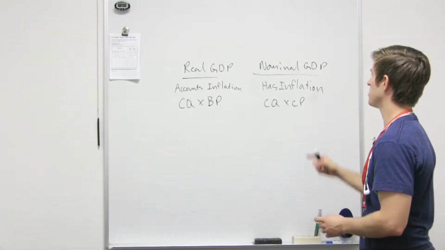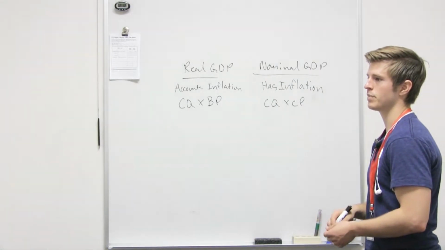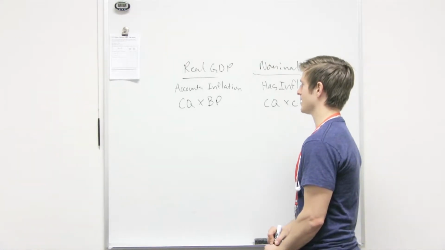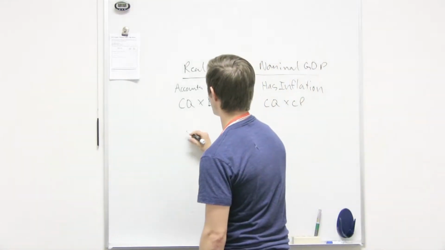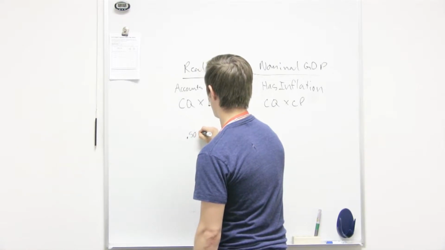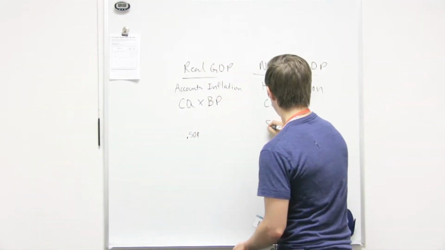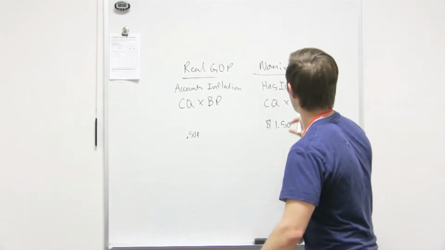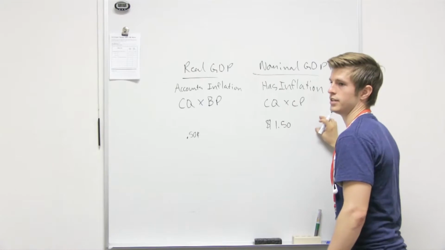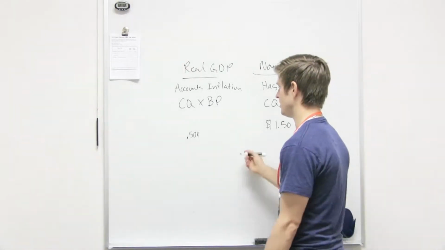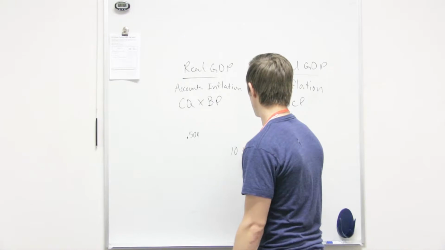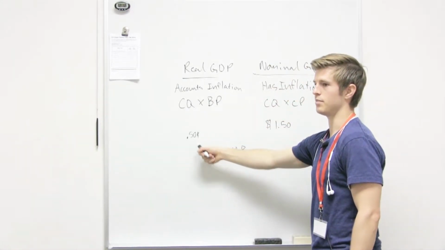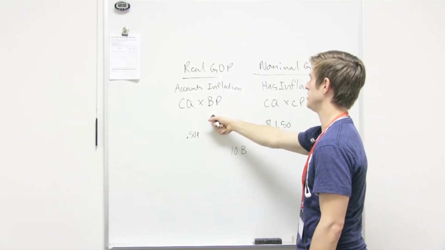For example, if I wanted to compare my GDPs between 1967 and now, let's say in 1967 a pop was 50 cents, and now it's $1.50, right? So to find out my real GDP for 2014, let's say I had 10 billion. We would multiply that 10 billion times the 50 cents to get real GDP.